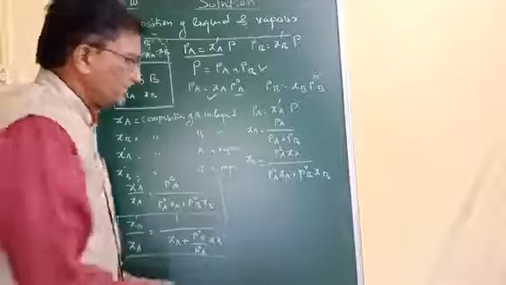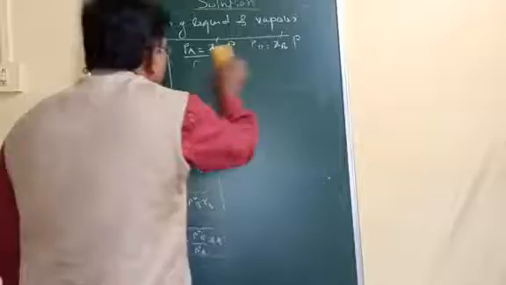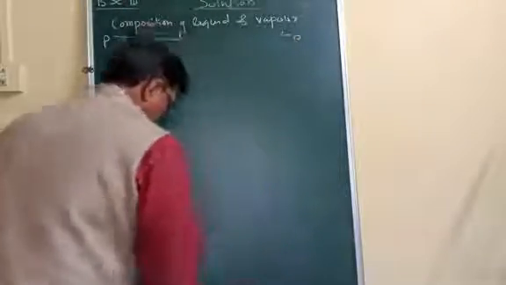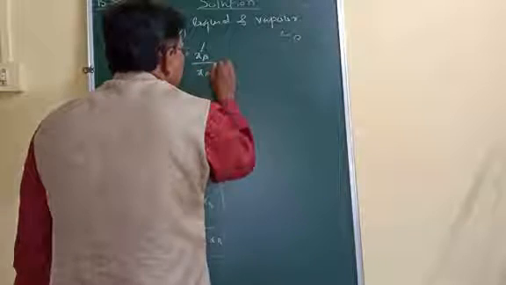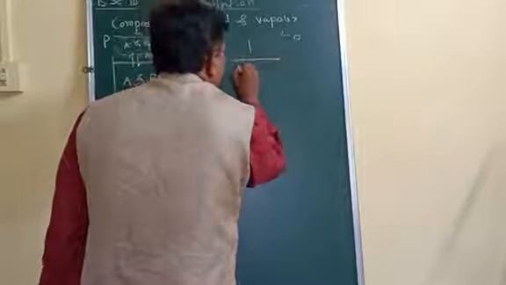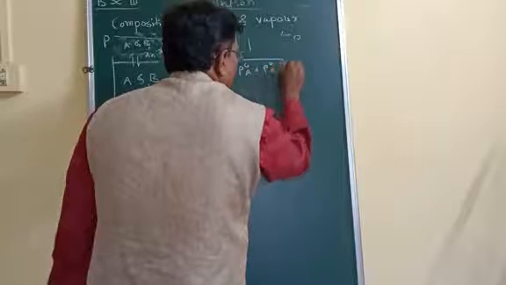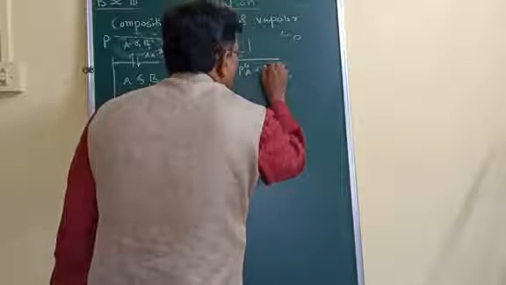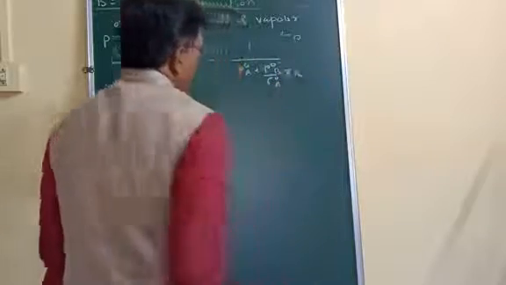Now with the help of this, we come to know how much proportion of A and B is present in liquid and vapors. Let us see. We have this equation X dash A upon XA is equal to 1 upon XA plus P0B upon P0A XB.